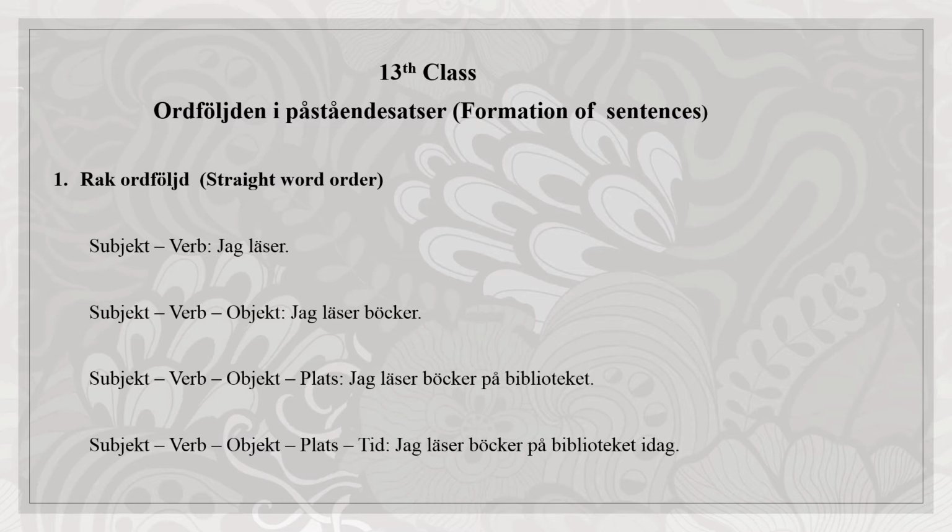First sentence. Jag läser. Jag is I, that is subject. Läser, reads, verb. I reads. Jag läser böcker. In the second sentence, object is böcker. So I reads books. Subject, verb, object, plats. One more thing is added here, plats.